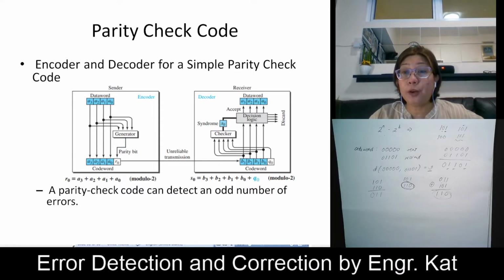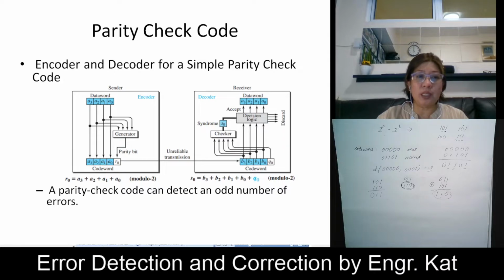This creates a 5-bit code word, from a 4-bit data word to a 5-bit code word. The parity bit that is added makes the number of ones in the code word even. The sender sends the code word, which again may be corrupted during transmission because of an unreliable transmission. At the receiver end, the receiver receives a 5-bit word. The checker at the receiver does the same thing as the generator in the sender with one exception: the addition is done over all 5 bits.